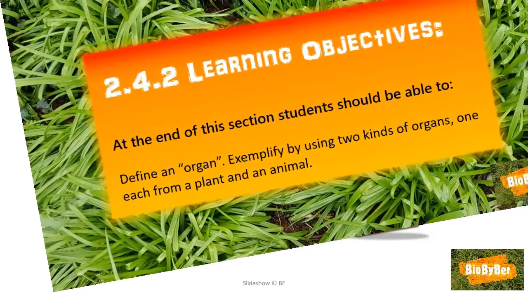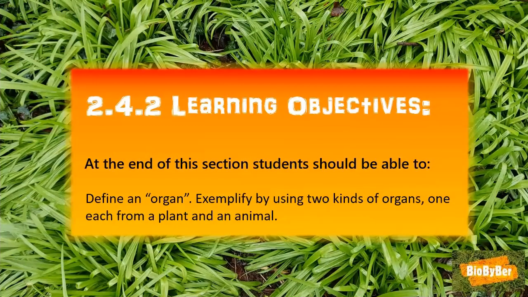Now that we've reached the end of our lesson, have we achieved our objective? Can you define an organ and exemplify it by using two kinds of organs, one each from a plant and an animal?